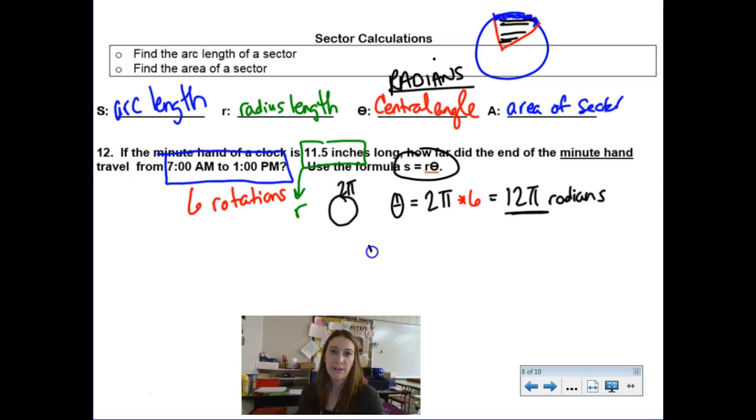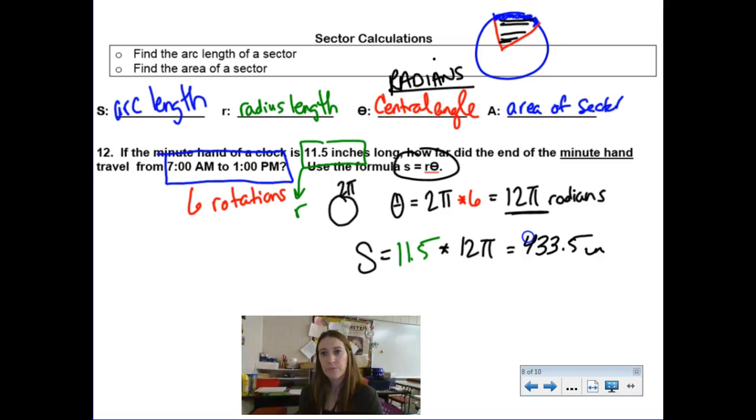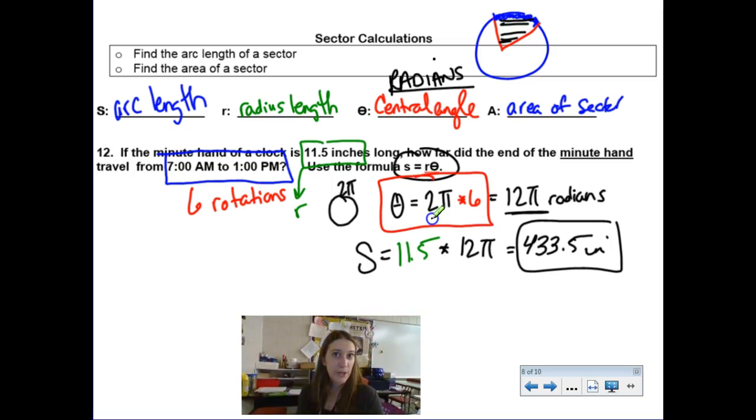So now I go back to my formula I was given, which is S equals R times theta. R is 11.5. We just figured out our theta was 12 pi. Don't lose the pi, by the way. And then I think decimal answers are the way to go here, guys. They don't really make sense if you leave them in terms of pi, so let's go with 433.5 inches. So big key there is this part right here, where when you go to find theta, it's 2 pi radians times how many rotations you've done. So you have to figure that out by counting the hours. That's all.